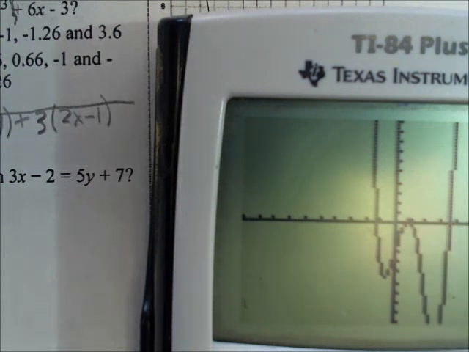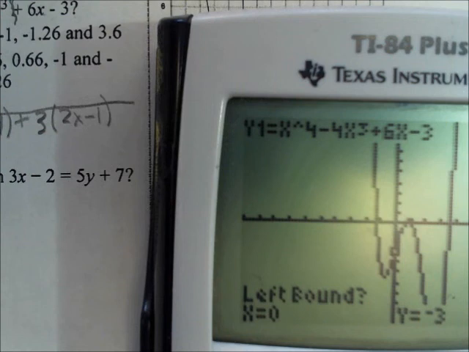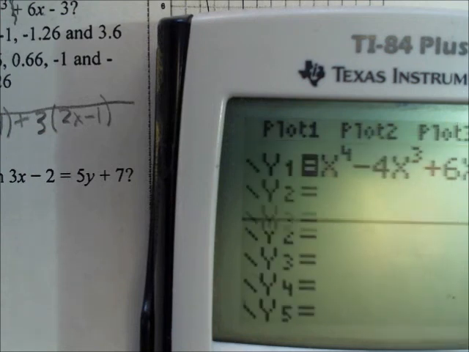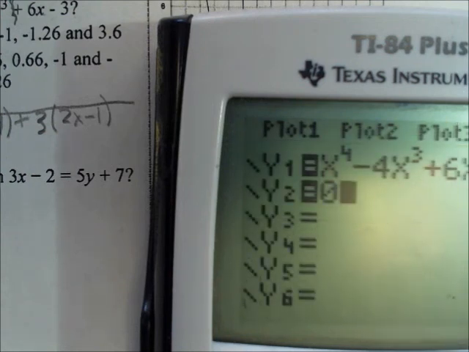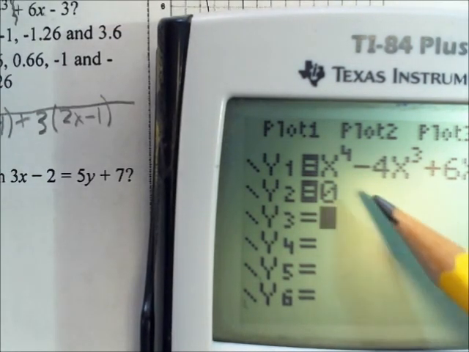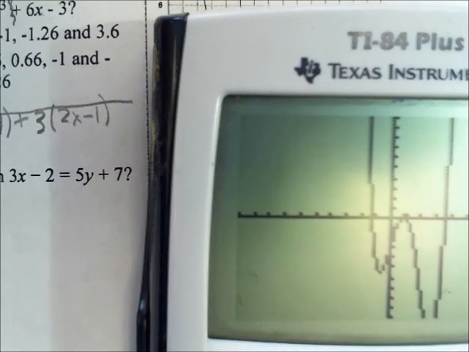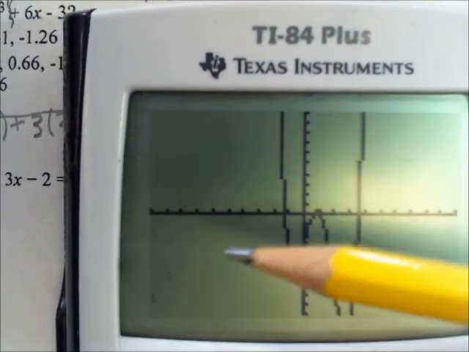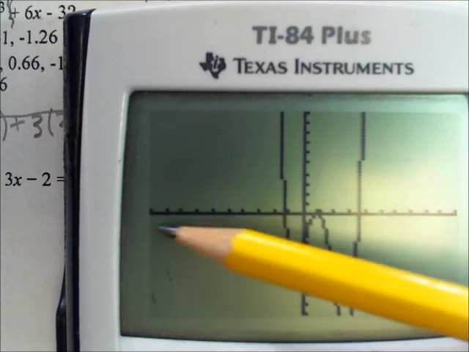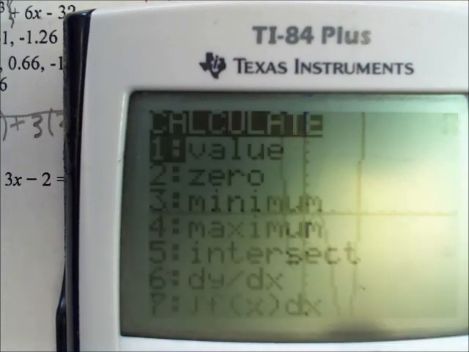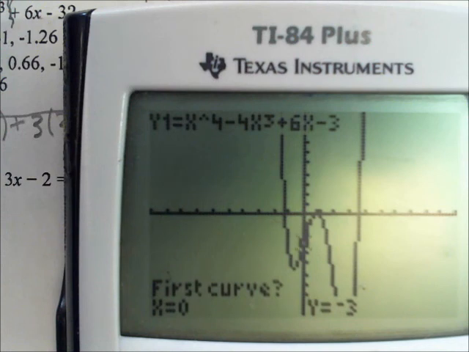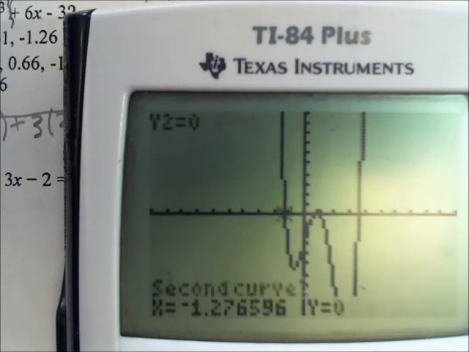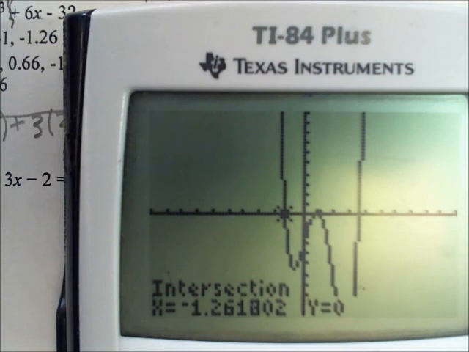So let's do second calculate the zero. Or actually the easier one would be to put y2 equals 0. I think that's how I taught you before. So y1 equals the polynomial that they gave you, y2 equals 0, and when you graph that, you can't see the y2 equals 0 because it's on the x-axis. So second calculate the intersection, option 5. Hit enter 3 times. There's one of the zeros, negative 1.26.